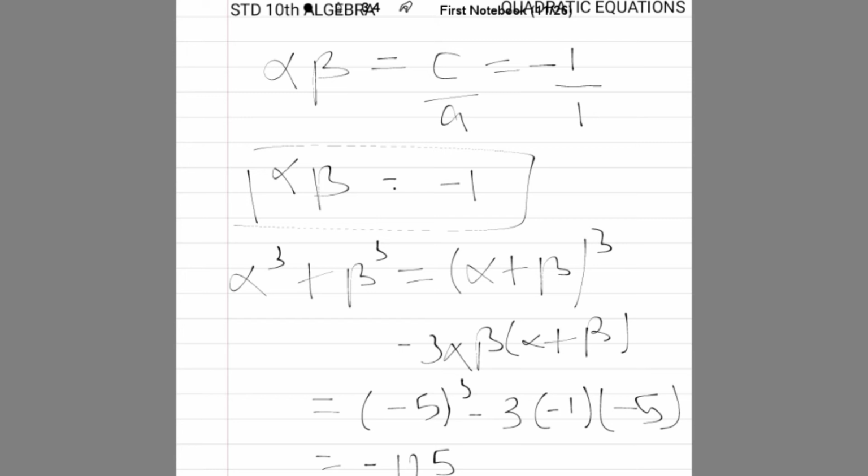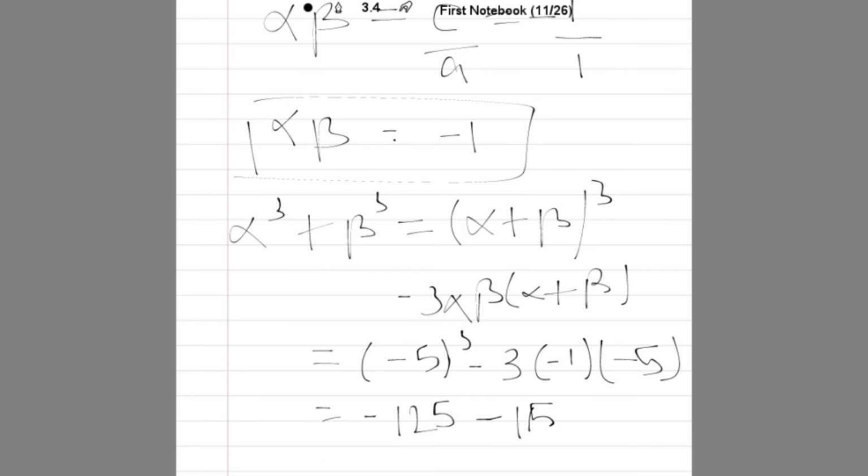-125, this is minus, this will be 3 into -1 will be -3, then again -3 into -5, that will be +15 now, and this minus sign is already there, so +15.